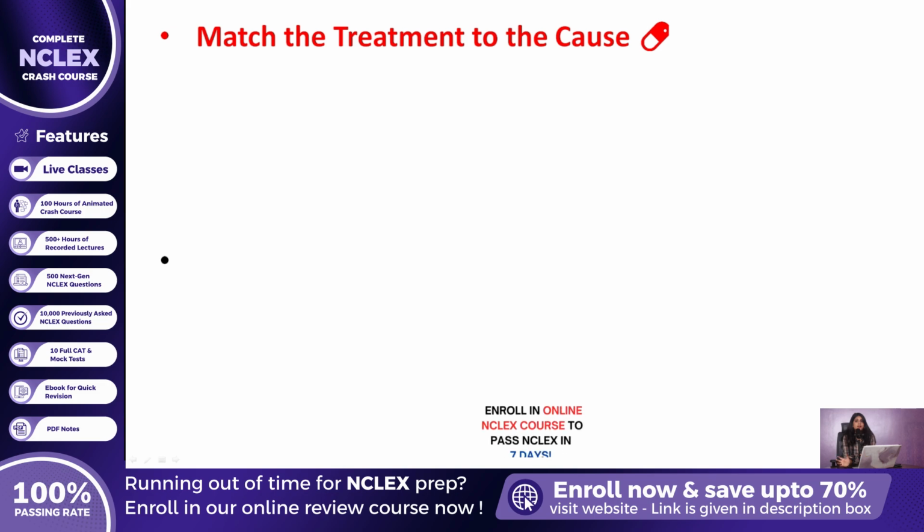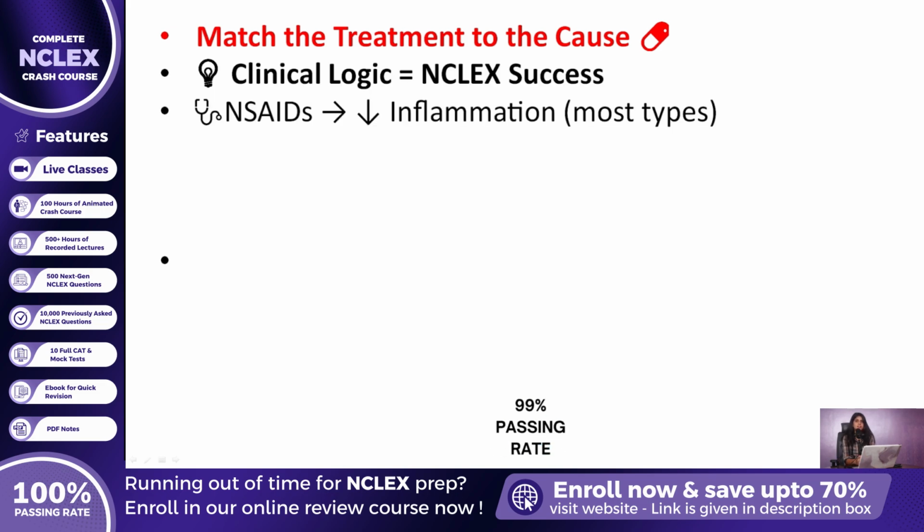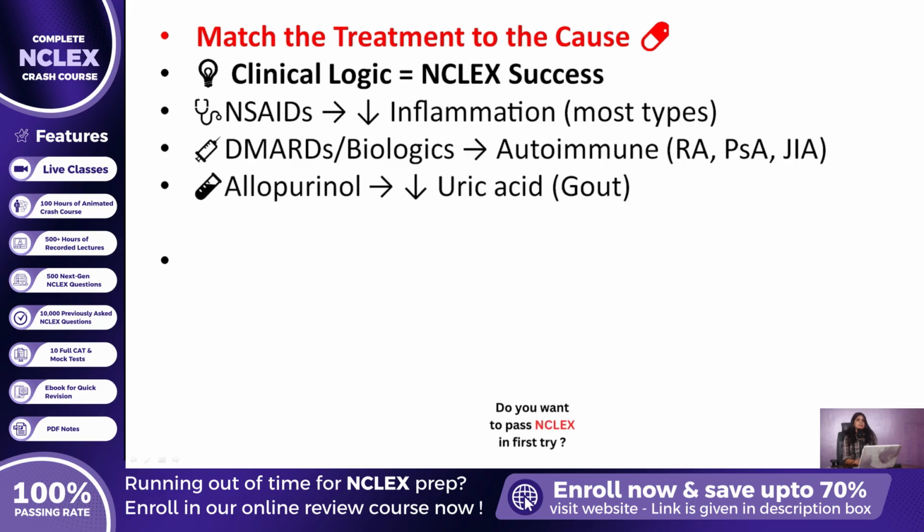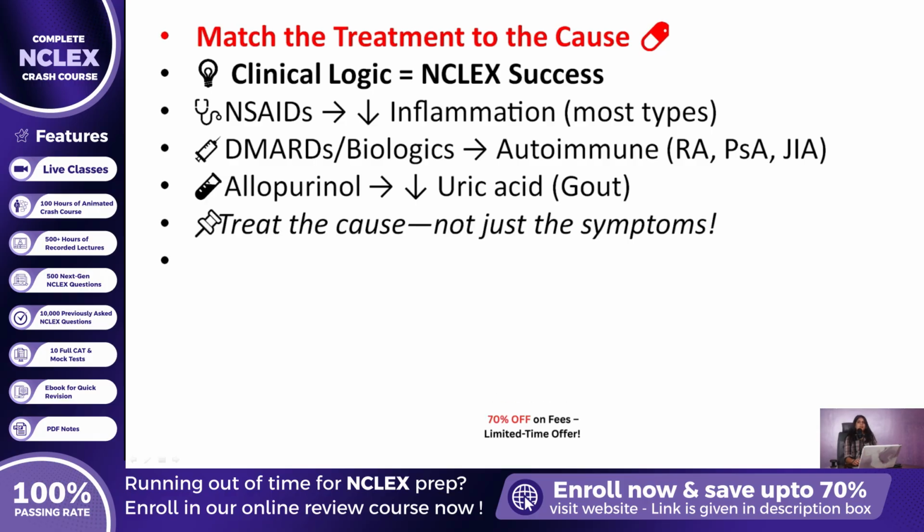Now, here is the big clinical point you need to remember. Understanding the root cause is what truly guides the treatment. Non-steroidal anti-inflammatory drugs help with inflammation in many of these cases, but autoimmune conditions like rheumatoid arthritis and psoriatic arthritis may require disease-modifying anti-rheumatic drugs or biologics. On the other hand, gout needs medications that lower uric acid levels, like allopurinol. Being able to reason through which treatment fits which condition, that is exactly the kind of clinical thinking the NCLEX wants to see in you.